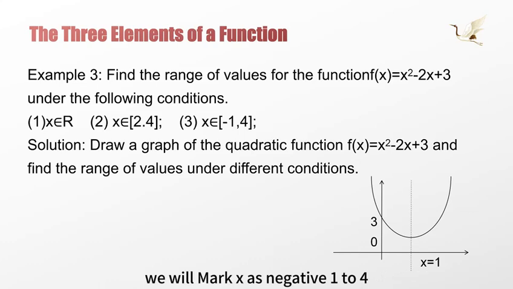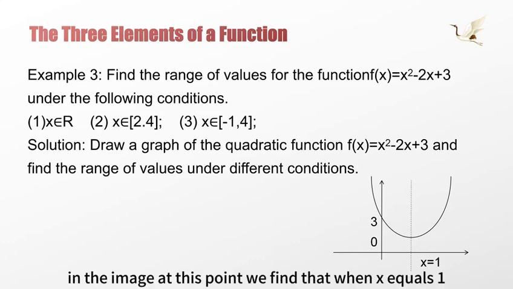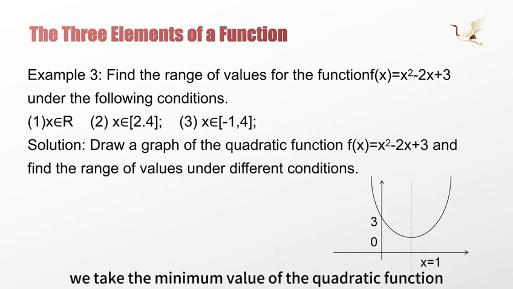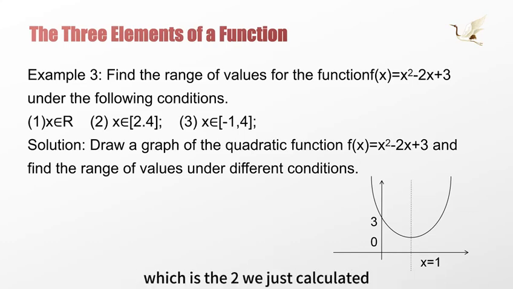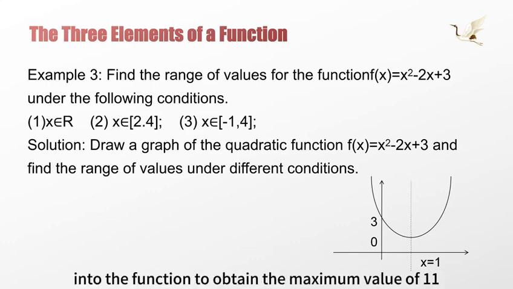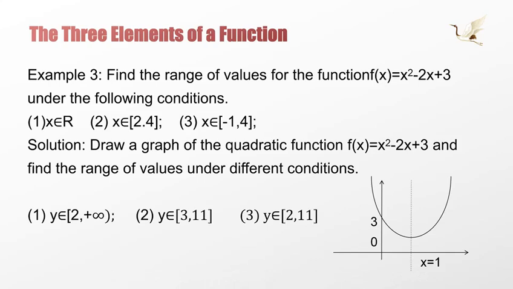We will mark x as -1 to 4 in the image. At this point, we find that when x equals 1, we take the minimum value of the quadratic function, which is the 2 we just calculated. Substitute 4 into the function to obtain the maximum value of 11. Thus, we obtain the range of values for the quadratic function under each condition.